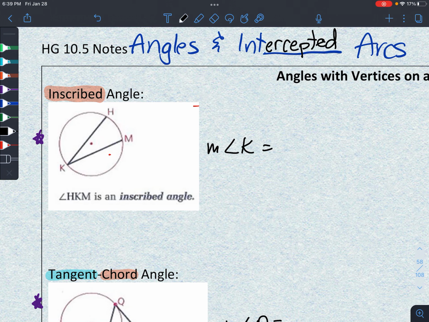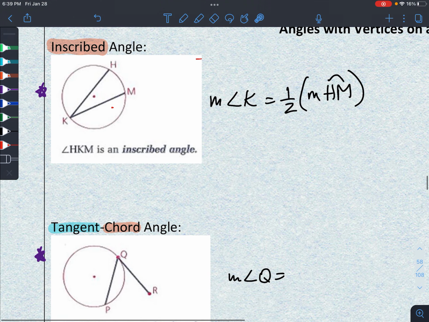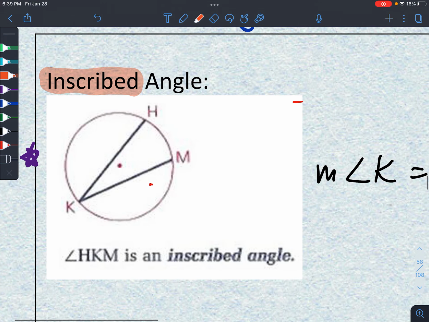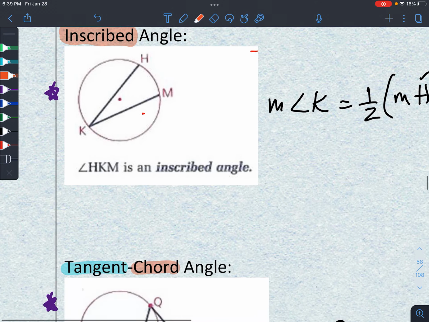Hopefully this first idea is a review. You shouldn't even have to copy it down. If I have an inscribed angle, it is 1/2 the measure of the arc it intercepts. So notice how the angle cuts off that arc. So we say it intercepts it. All right. By the way, another way to describe this angle besides inscribed is you could call it a chord angle. Though we're going to use that specific phrasing for something else.